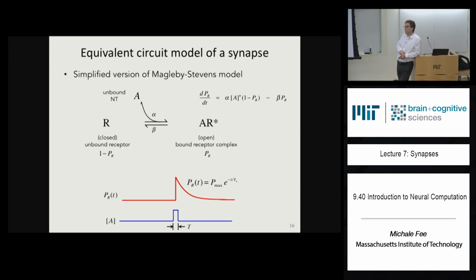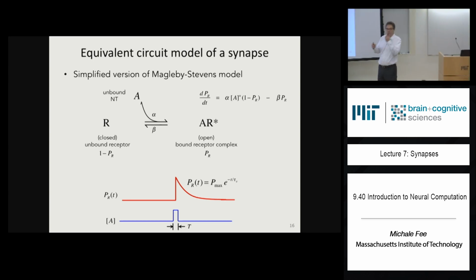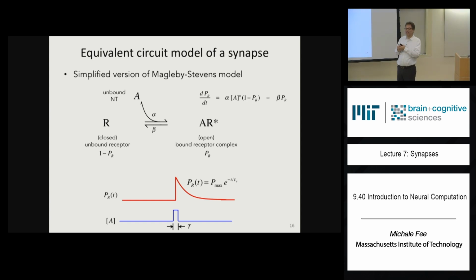Yes? Like in a real synapse, the neurotransmitter wouldn't just go away, right? What's that? Oh yeah, the neurotransmitter goes away. I forgot to say that. It's a super important point. There's one more step that I forgot to include. Habiba's nodding at me like, yeah, you forgot that.